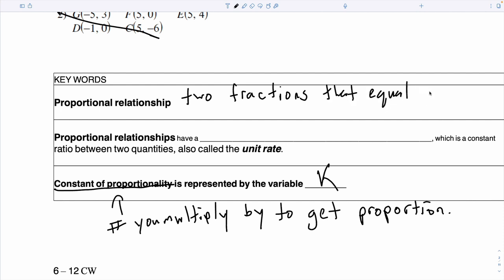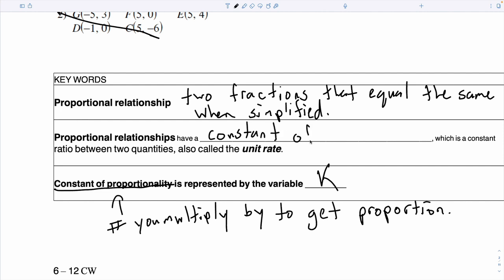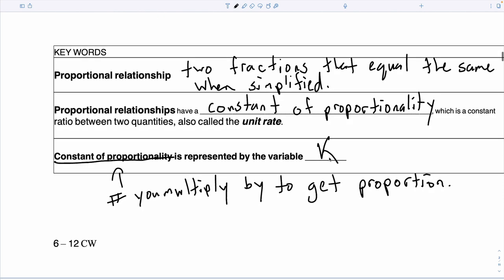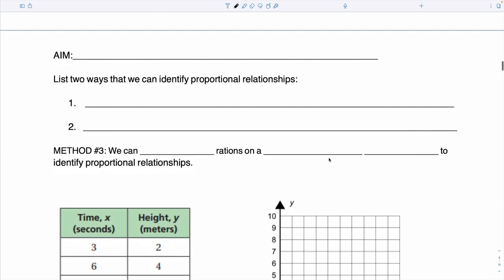Anyone have something to add? Proportional relationships have the thing Logan was talking about, constant of proportionality, which is the constant ratio between 2 quantities. It is written as k. Those 3 things should be in your pockets. If you did not quite know what they were, you'll need them for today's lesson. Next page.